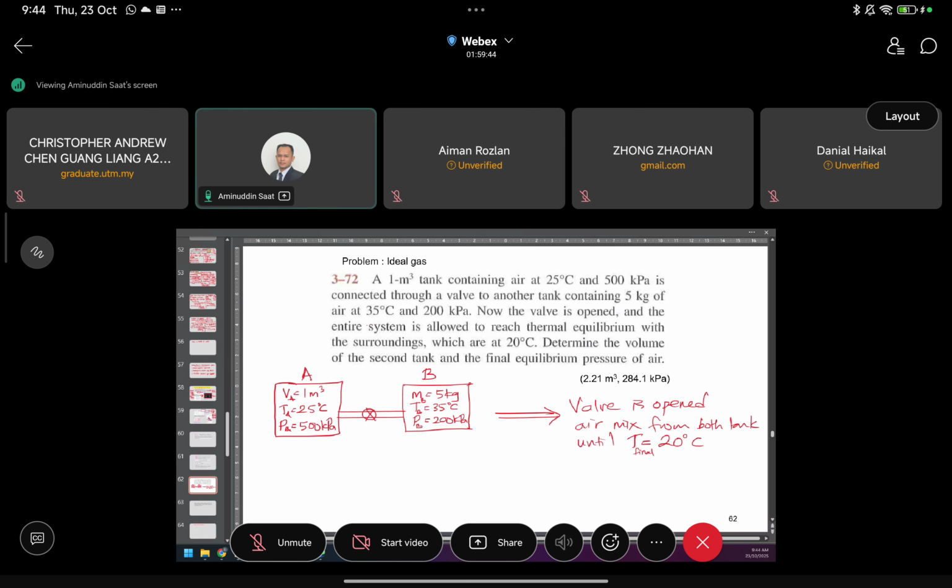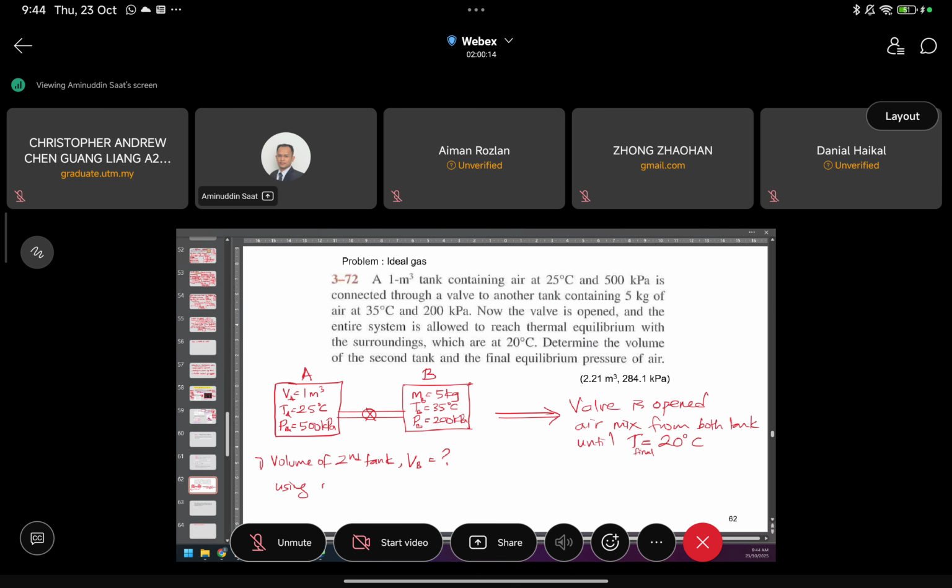Determine the volume of the second tank and the final equilibrium pressure of the air. Okay. First, you need to find the volume of the second tank, which is tank B. How to find the volume B? Well, you just use the ideal gas equation.